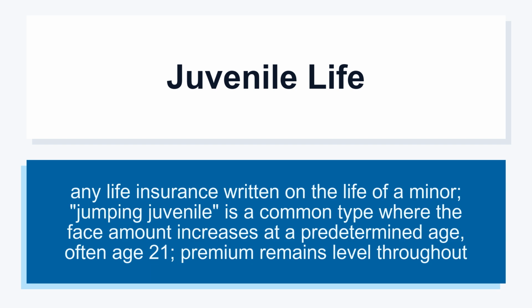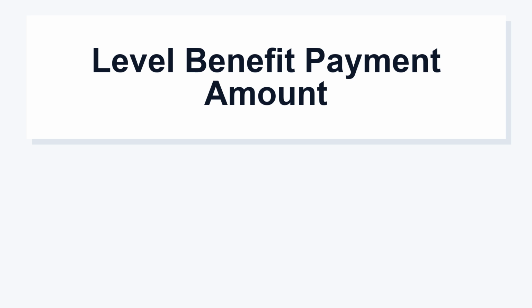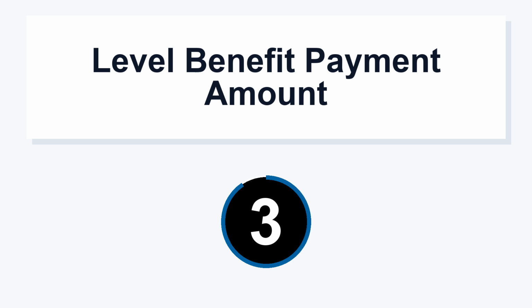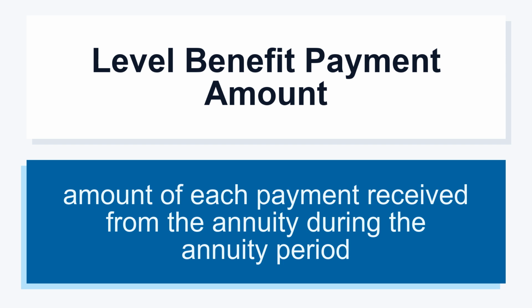Juvenile life. Any life insurance written on the life of a minor, jumping juvenile, is a common type where the face amount increases at a predetermined age, often age 21. Premium remains level throughout. Level benefit payment amount. Amount of each payment received from the annuity during the annuity period.